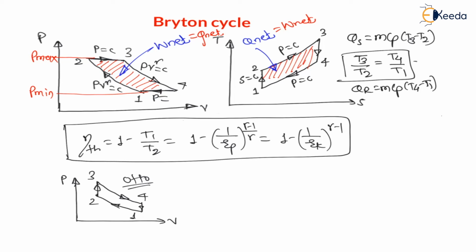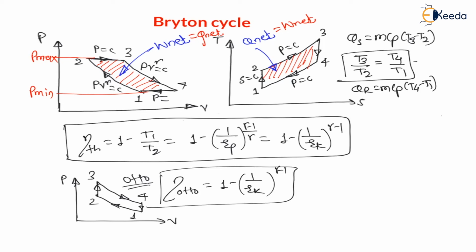And for the Brayton cycle, these constant volume heat supply and constant volume heat rejection processes are replaced with constant pressure processes. But there also we have derived the formula for efficiency, and the efficiency of this Otto cycle is also equal to 1 minus 1 upon Rk raised to gamma minus 1. Therefore, in terms of compression ratio Rk, the efficiency of the Otto cycle and the efficiency of the Brayton cycle are the same.